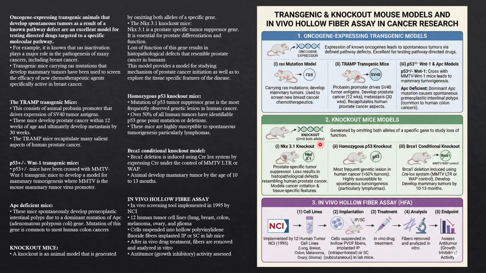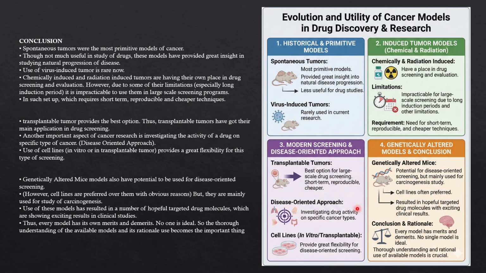Different types of knockout mouse models can be NKX3.1 knockout, homozygous p53 knockout, and BRCA1 conditional knockout. The in vivo hollow fiber assay involves the cell lines, then the implantation, then treatment, and the analysis and the endpoint. And these are the different steps in the in vivo hollow fiber assay.